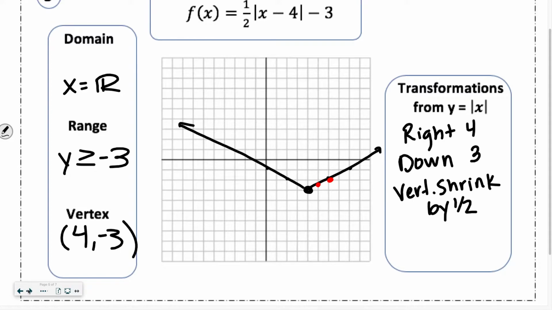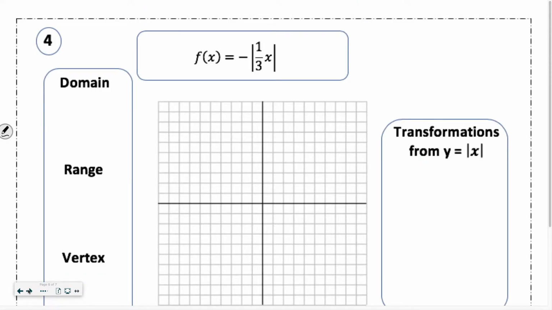That one's got that 1/3 on the inside with x. So this is a what? Horizontal stretch. Remember, it looks like the opposite of what it is. It looks small, but it's actually stretching it by a factor of 3, the reciprocal. When you put it in or take it out, you've got to use the reciprocal. Any other transformations?